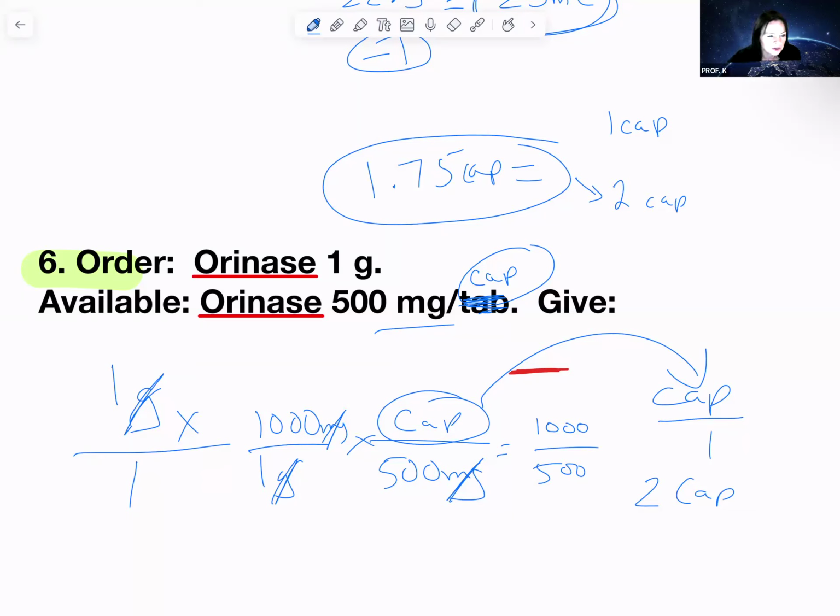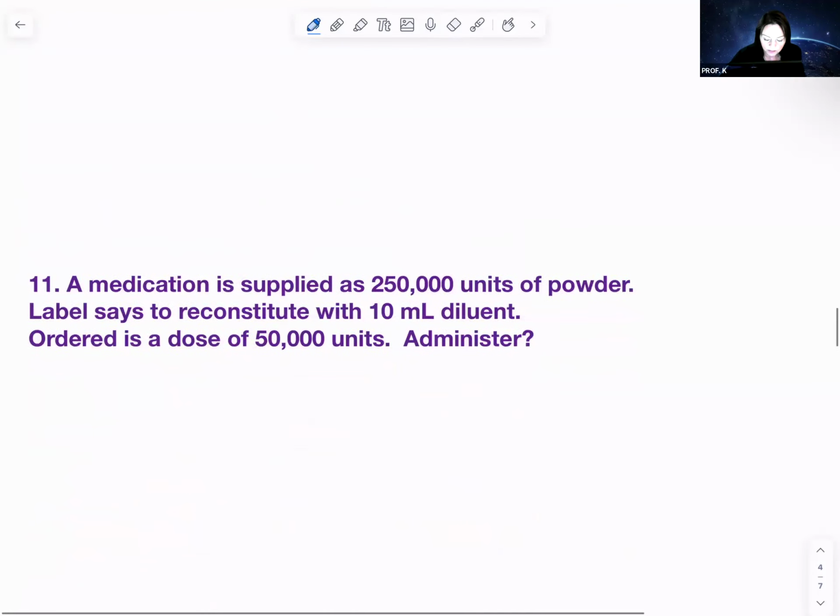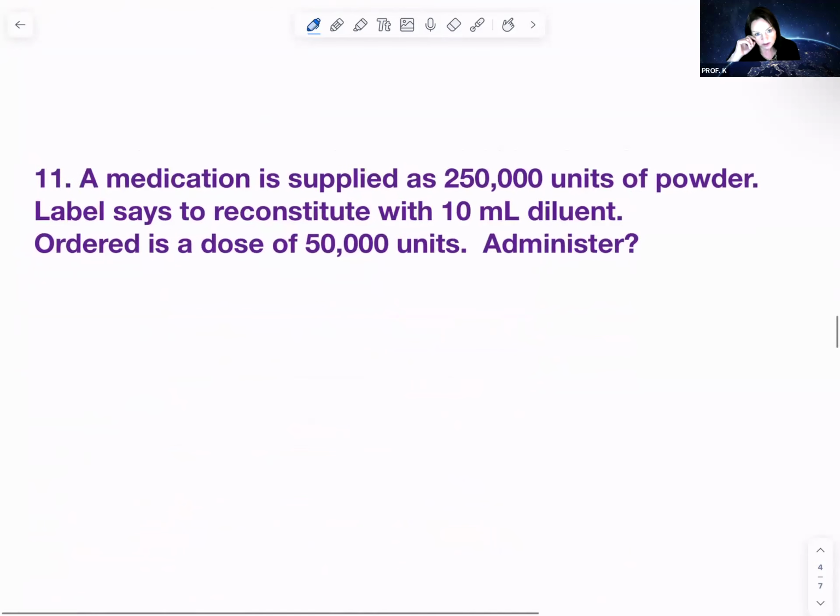There's one thing I want to show you about mixing. Hold on. Oh, good. Okay, number 11. This is called reconstitution. So I want you to try this, and then I'll do it with you.